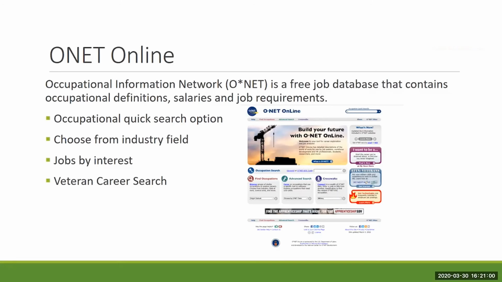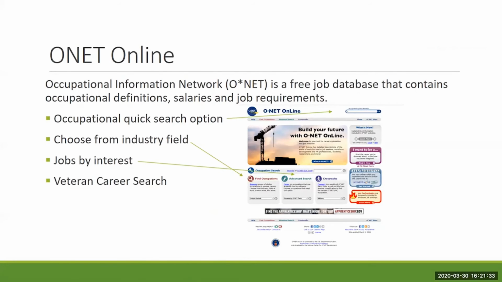The first thing is this occupational quick search option. If you know what occupation you want to pursue and you're interested in learning about the salary, the job requirements, or even just the general description of that position, you would type that occupation into this search bar up in the right-hand corner of the screen. But let's say you don't know the specific occupation, you just know what industry field you're interested in. Then you can search by industry field here in the Find Occupations section of O*NET's webpage.